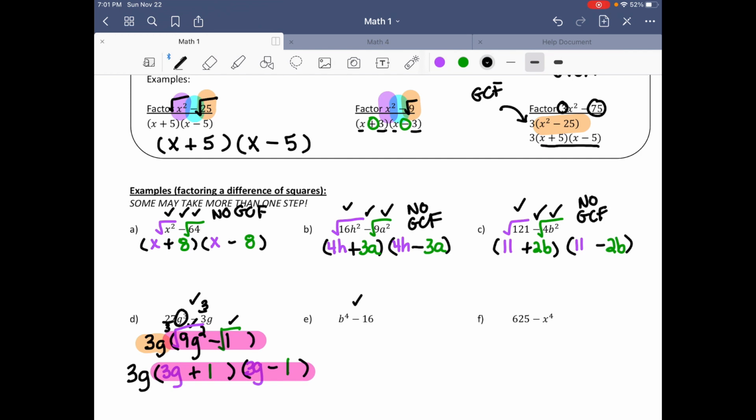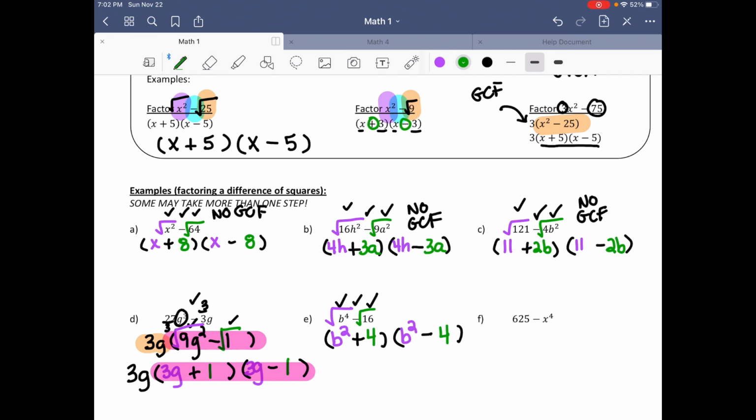All right, so for the next one, I have the subtraction. I have b to the 4th. Now that's an even exponent, so that's a difference of squares, and so is 16. So two parentheses, plus and minus. All right, so b to the 4th. If I take the square root of b to the 4th, you're basically dividing the exponent in half. So that's going to be b squared and b squared. The square root of 16 is going to be 4 and 4.